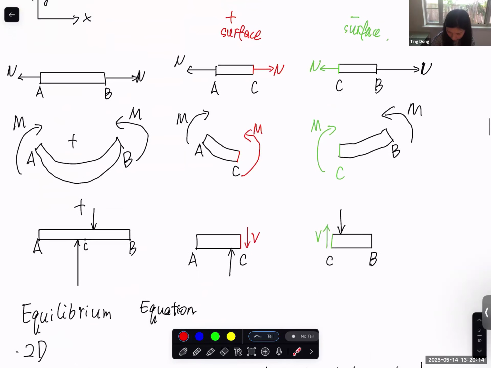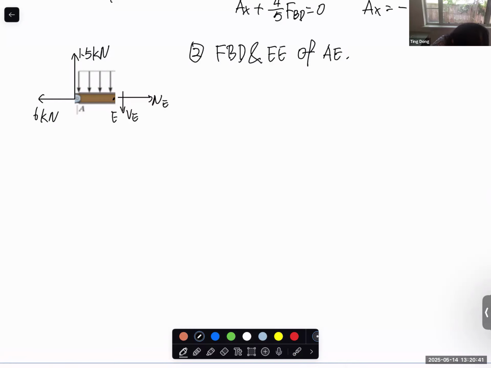So back here. Now, make sure that you put the positive shear force like this. So this is the VE. This is the normal force, NE. And this is the bending moment, ME. Again, force in the X, force in the Y, and a moment. We have force in X direction equal to 0. So NE minus 6 equal to 0. NE equal to 6.